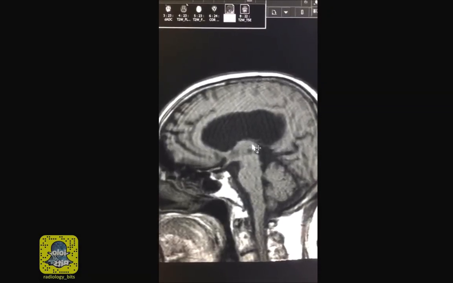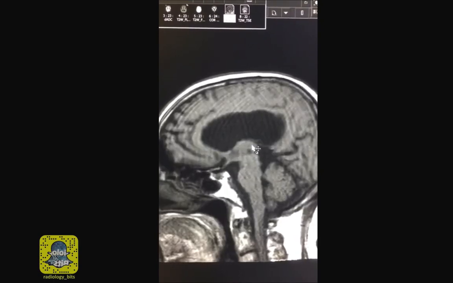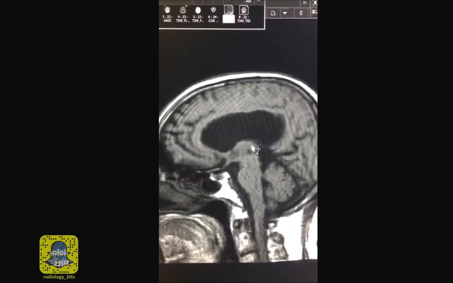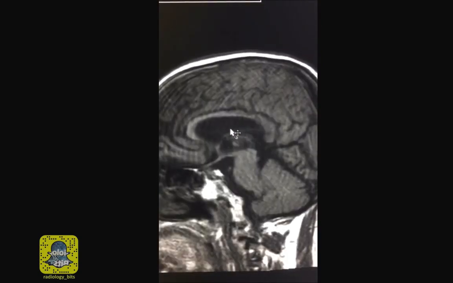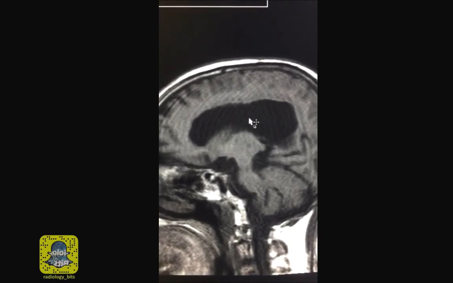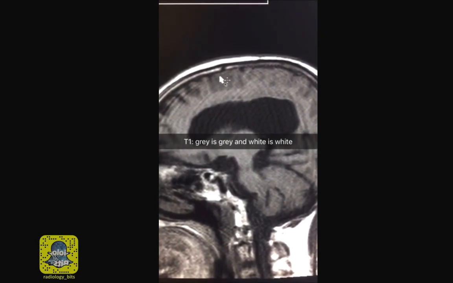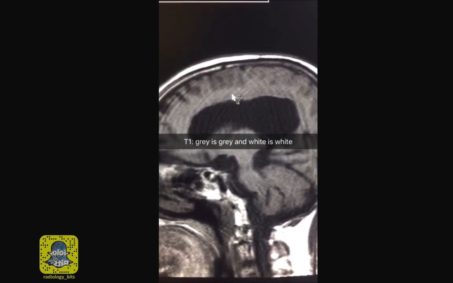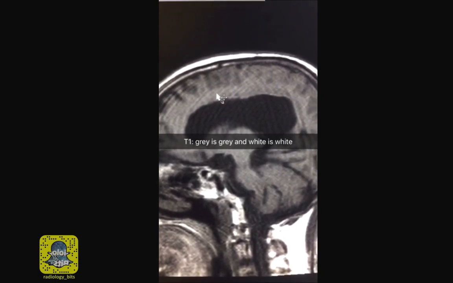Here's a sagittal T1 weighted image from the MRI of the brain of the same patient. So this is a T1 image. As we learned before, the T1 image shows you fluid or CSF as being black. And with T1 images, the gray matter looks gray and the white matter looks white. So that's one way to differentiate between this and the FLAIR image that I showed you.